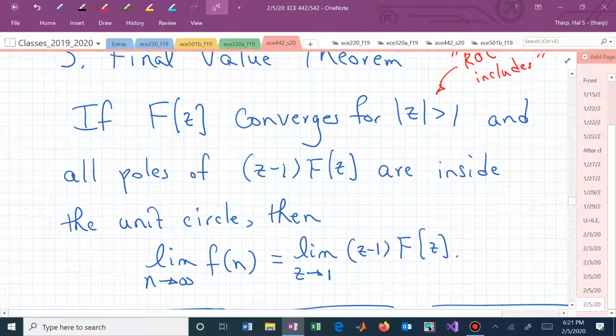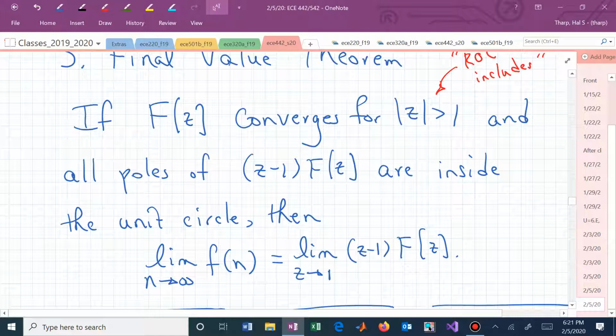Did I see a question? Yeah, so I guess going back to the scaling in the z-plane, if that's okay. So when you say that the z transform of f of n over r to the n equals F of r times z, is it F of r to the n times z, or?